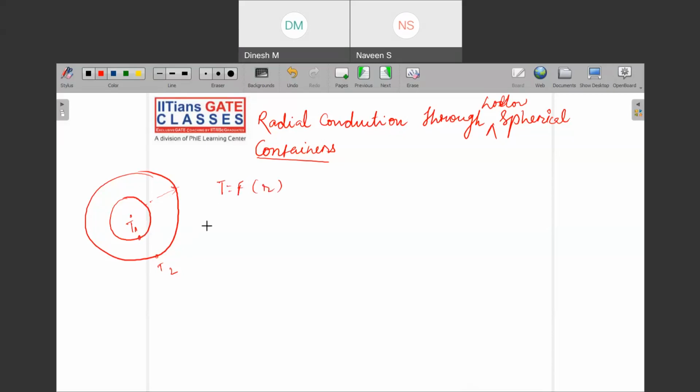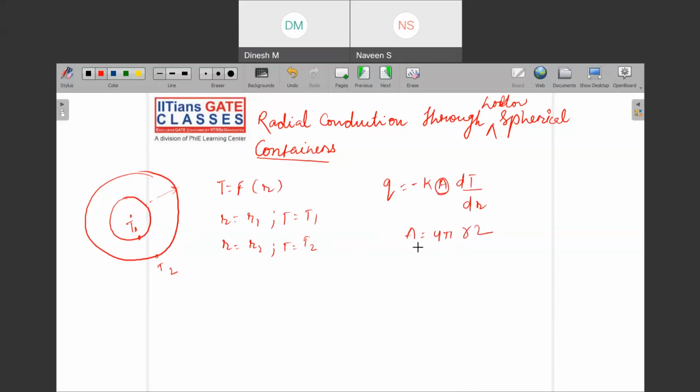Now I have seen that at r equal to R1, T is T1. Similarly, when r is equal to R2, T is equal to T2. Then for steady state conduction, what is Fourier's law? Q is minus k A dT upon dx, where the thickness is nothing but dr. Then you have to find this area and integrate. This is a sphere, so the surface area of a sphere is nothing but 4 pi r square.